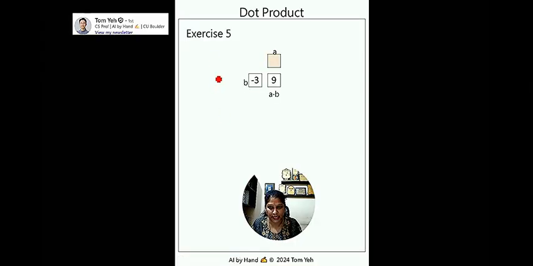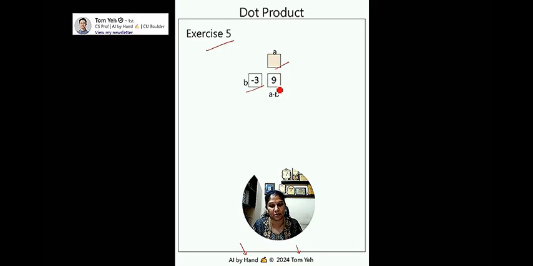Dear friends, before applying this dot product using Python, let me use a simple step-by-step exercise to really understand how the dot product works. Here we are in exercise 5, taken from the book AI by Hand by Professor Tom. Dear friends, here we have one vector, which is vector B. It is the negative number -3, and here vector A is missing.